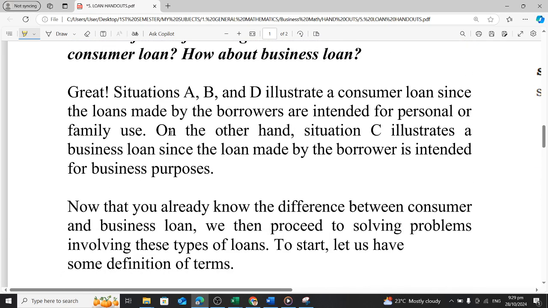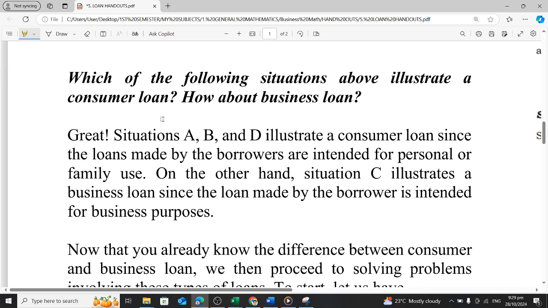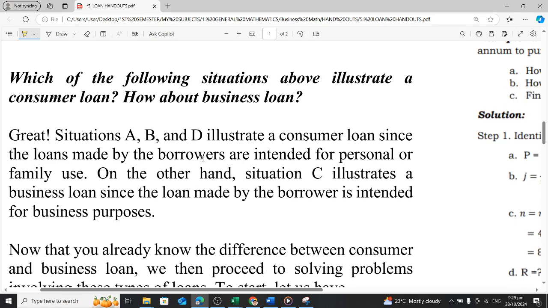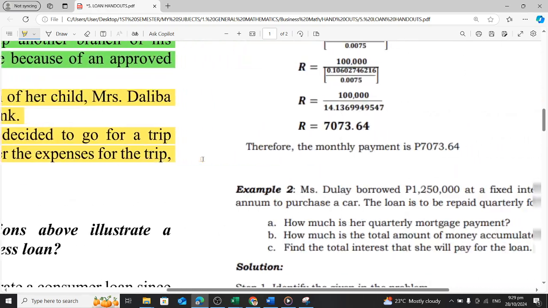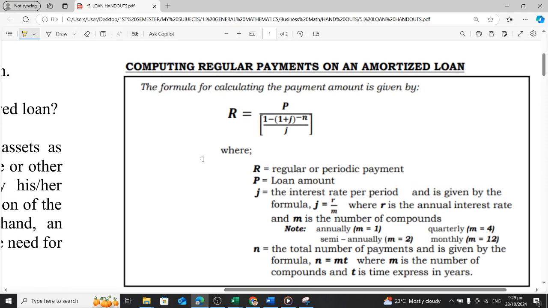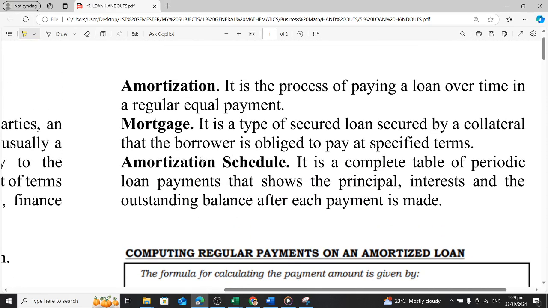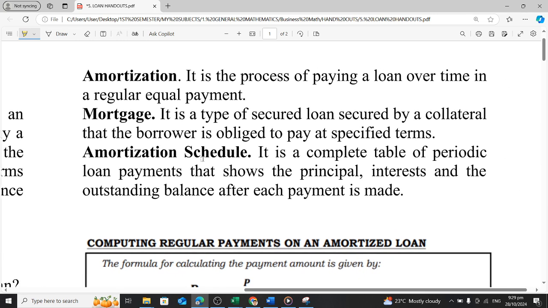Okay. So, these are the further explanations. A, B, and D illustrate a consumer loan since the loans made by the borrower are intended for personal or family use. On the other hand, C illustrates the business loan since a loan made by a borrower is intended for business purposes. Okay, so that is the difference between the two. When you say business loan, it is for business purposes, and if it's consumer, it's either personal or family purposes.